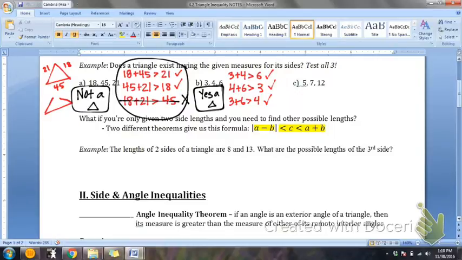All right, what about letter C? If I do 5 plus 7, is that greater than 12? No. 5 plus 7 is equal to 12, right? It has to be greater. So 5 plus 7 is not greater than 12. It's equal to 12, but it's not greater than 12. So as soon as you get one that does not work, you don't have to try the others. If one of them doesn't work, you're done. This is not a triangle.